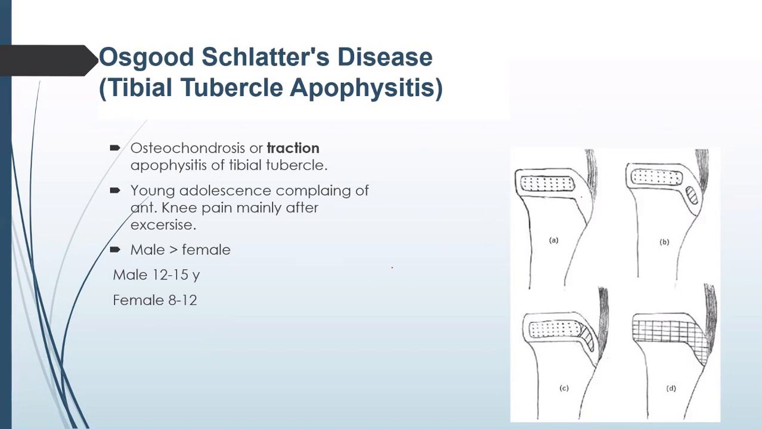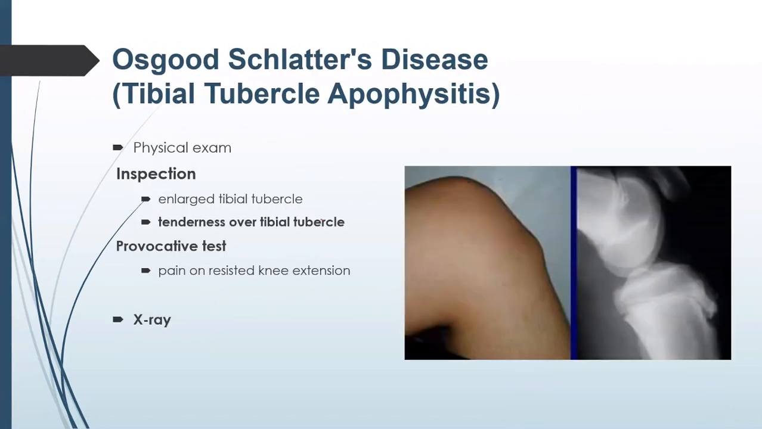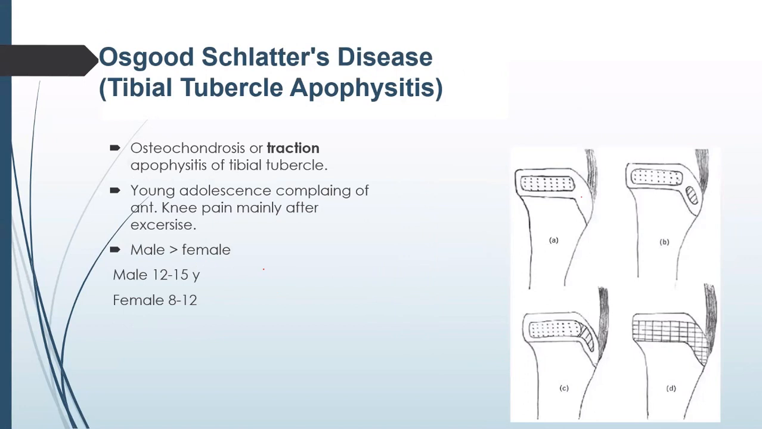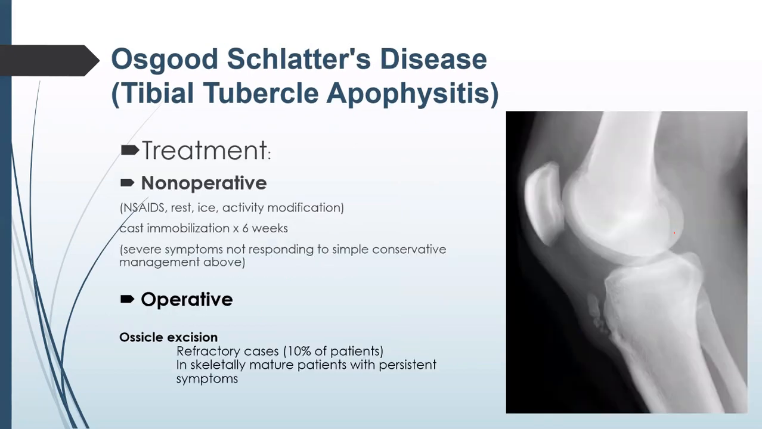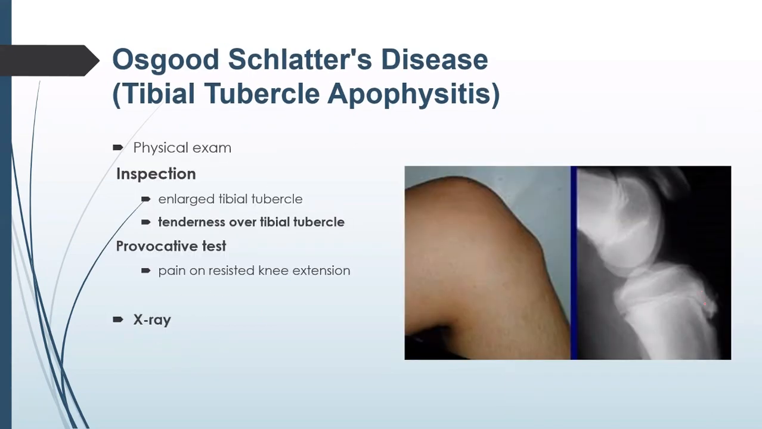The patient, a young adolescent, will complain of anterior knee pain, mainly after exercise. It is more common in males than females. In males, it is usually present at the age of 14; in females, almost at the age of 10. This is a common problem. In physical examination, you will notice enlargement of the tibial tubercle, and the most sensitive sign is tenderness over the tibial tubercle. In the X-ray, you will notice some fragmentation at the site of the insertion of the patellar tendon to the tibial tubercle.